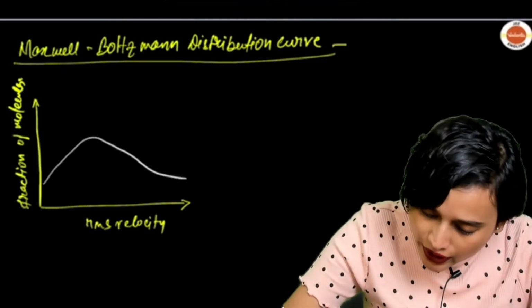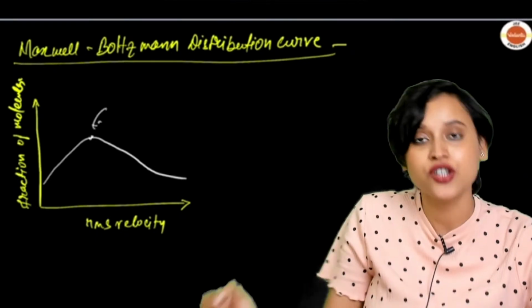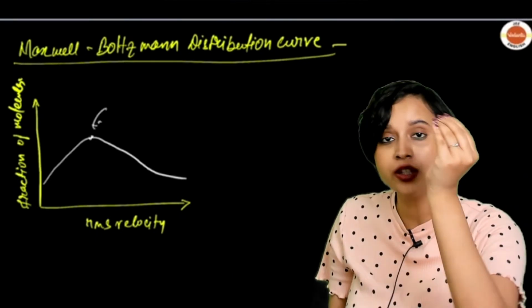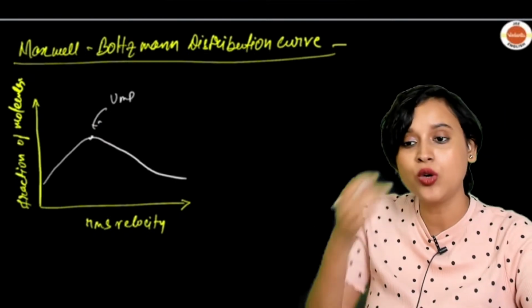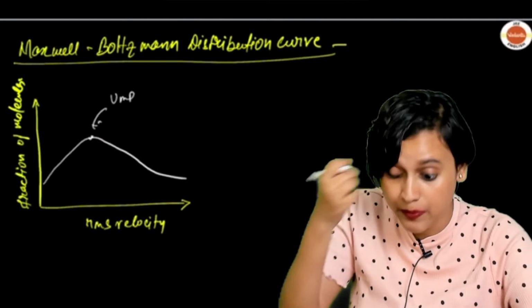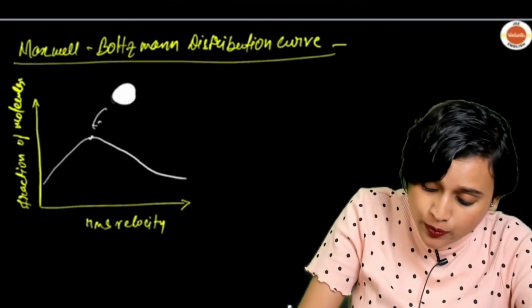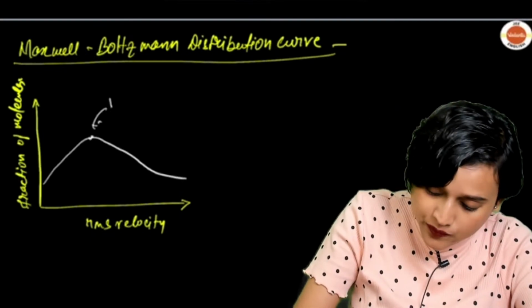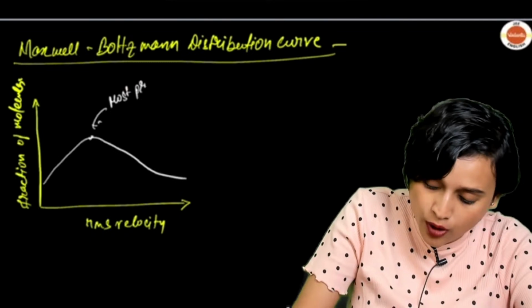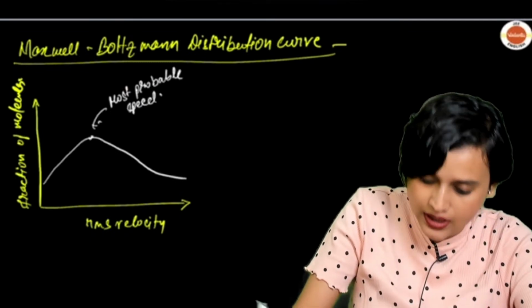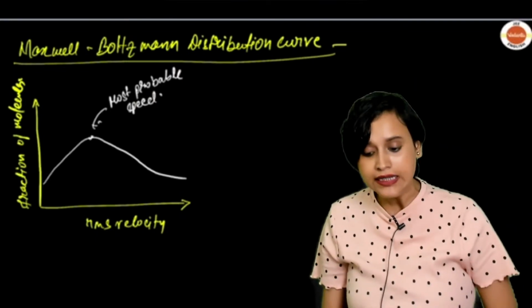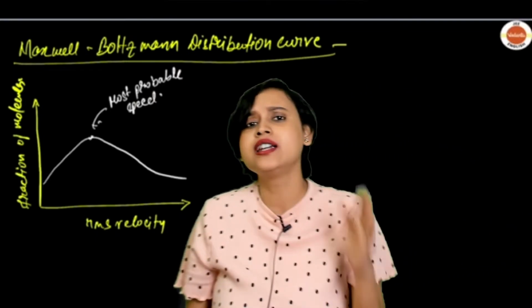This peak point, you know what it shows? The significance of the peak point is actually U_MP, the most probable speed. Yes, the most probable speed.